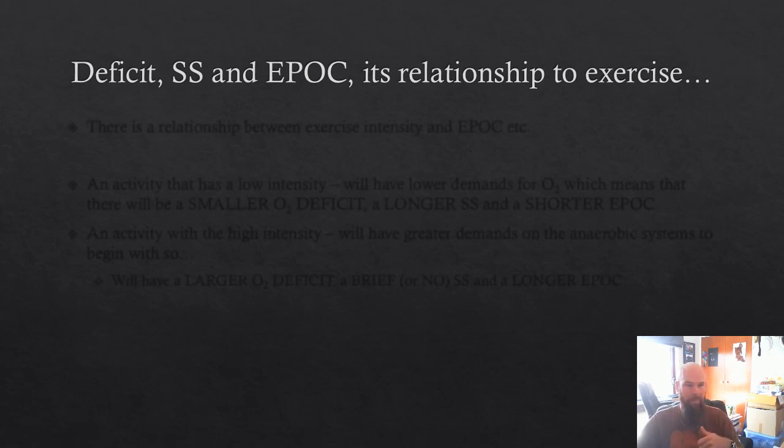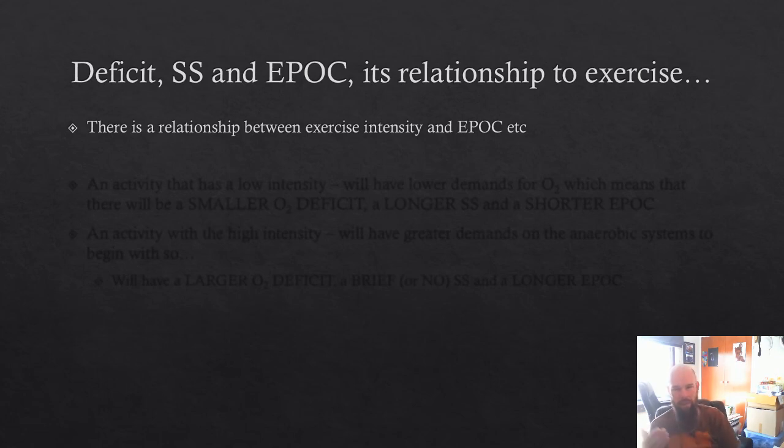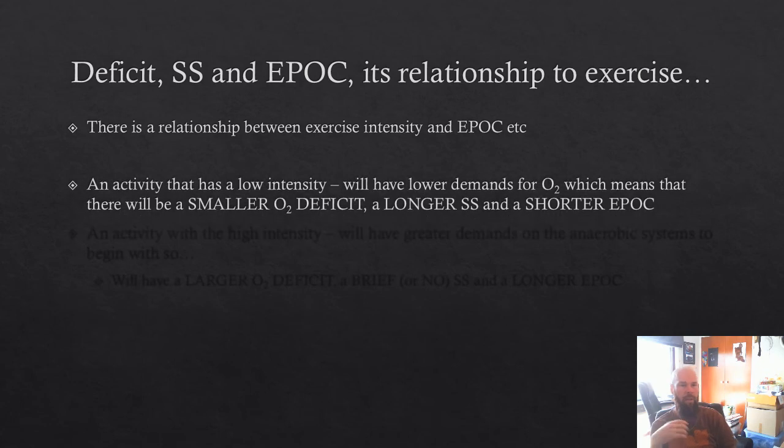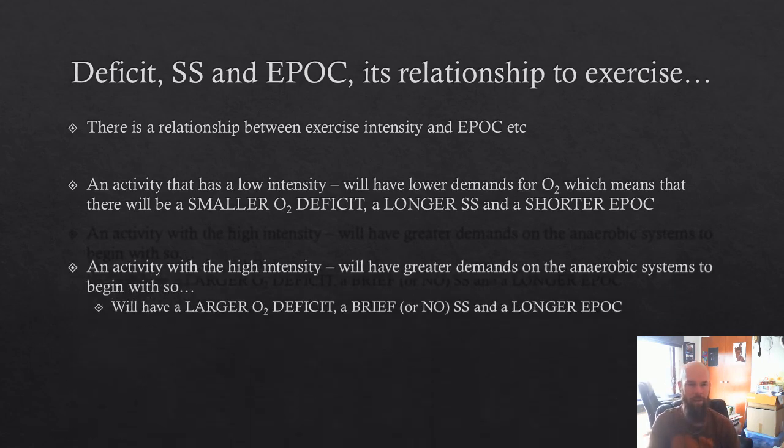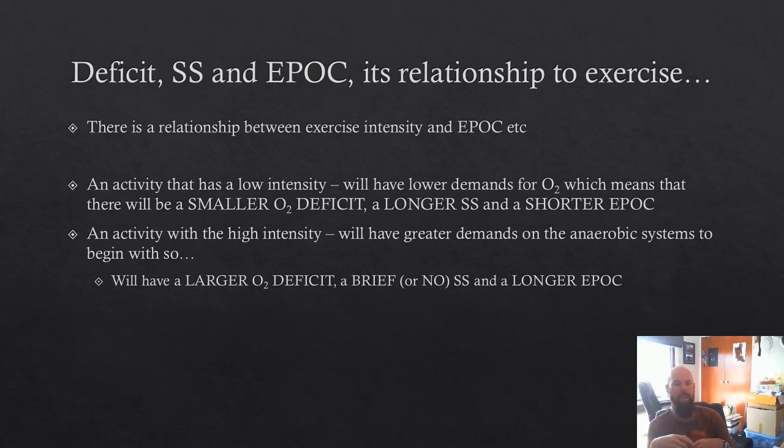So there's a relationship between all of this. There is a relationship between exercise intensity, EPOC, and so on. An activity that has a low intensity is going to have less demand for oxygen, which means you're going to have a smaller oxygen deficit and a longer steady state. But if we have a higher intensity activity, there's going to be greater demands on the anaerobic system. So you're going to have a larger deficit at the beginning. You'll probably have not much in terms of a steady state, and then you might have a longer oxygen debt at the end.